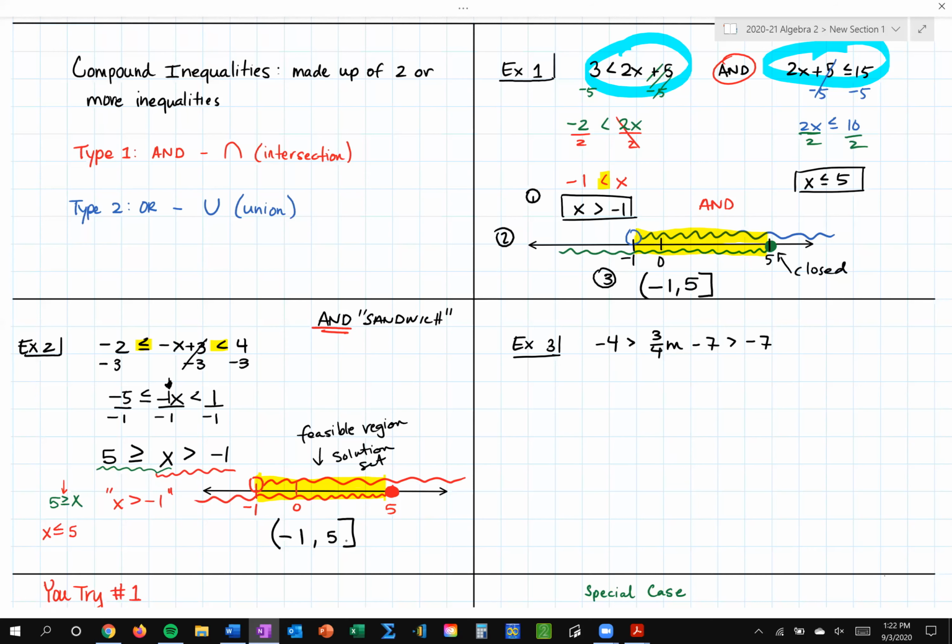Any questions so far? Okay, so then we'll do one more example and then I'll give you a chance to try one on your own, all right? So let's go on to the next example.